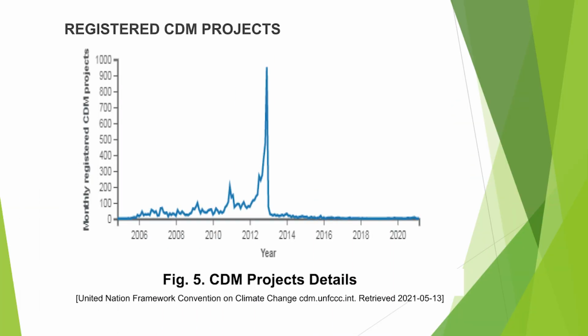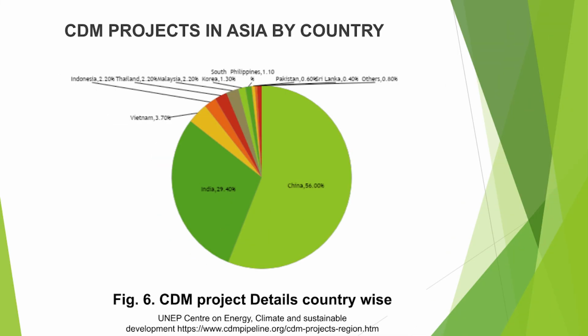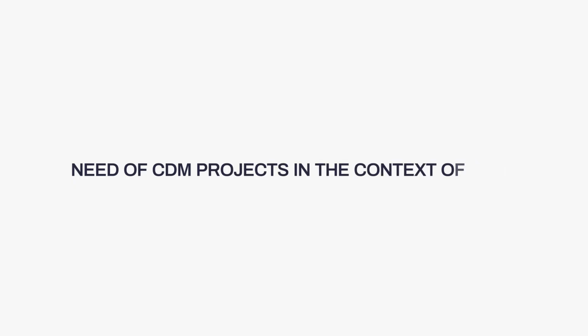So if you see the CDM project details, then you can see there was a peak in the year 2013 and there were around 1000 registered CDM projects, but now it is declining. And here you can see the CDM projects in Asia by country. So you can see the implementation of the CDM projects. You can see here India is having 29.4% of the total projects, and China is at number 1, which has 56% of the total projects in Asia. So what is the need of CDM projects in the context of India?